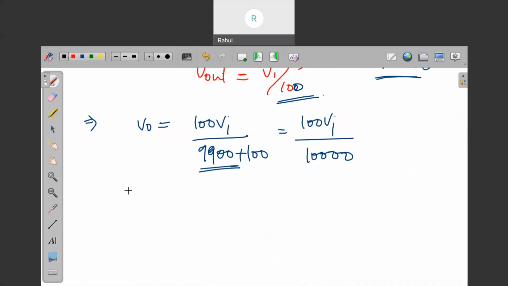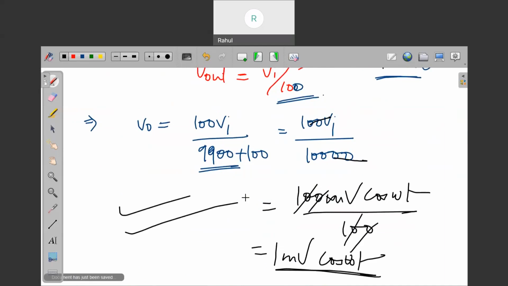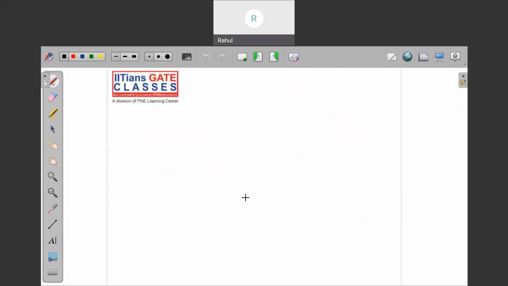So let me write here properly. This is what the picture is. So 100 gone, and this is 100 millivolt cos omega t upon 100. This answer will be 1 millivolt cos omega t. So this is the answer for this question. I hope this is clear for everyone. This question was from small signal analysis, so please take care of that.